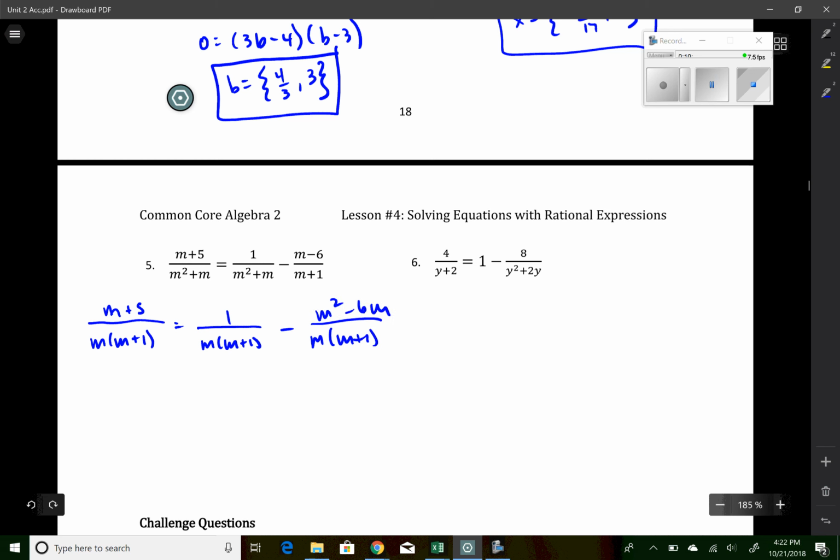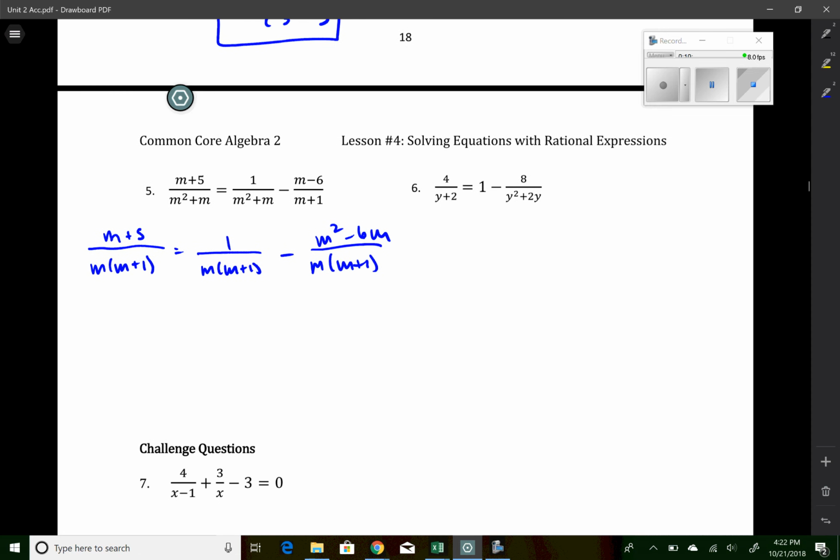So if I multiply that to the top, I get m squared minus 6m. Distribute that negative, get rid of the denominators, and I have m plus 5 is equal to 1 minus m squared plus 6m. I don't want a negative m squared, so I'm going to move that all to the left. So I'm going to get m squared. If I subtract 6m, I get negative 5m. If I subtract 1, I get plus 4, all equals 0.